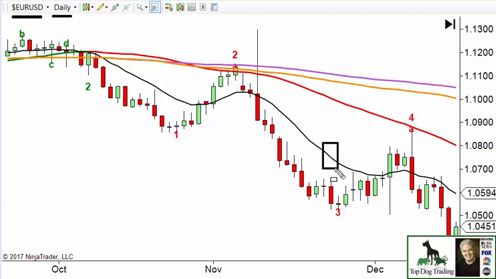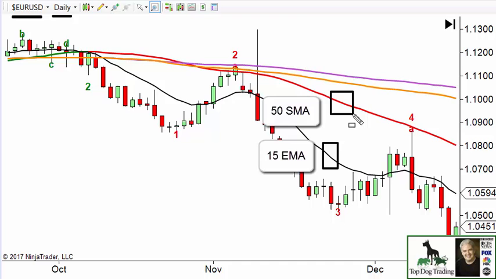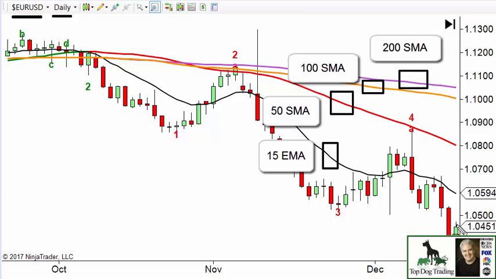So this first one here, the black line, is the 15 EMA, exponential moving average. The red one is the 50 period simple moving average. The yellow, or maybe orange, one is a 100 period simple moving average. And the purple one is the 200 period simple moving average. Those are the four that I use, and I've been using them for years, and they work really well. So let me show you how I use these, how I read them, and so forth.